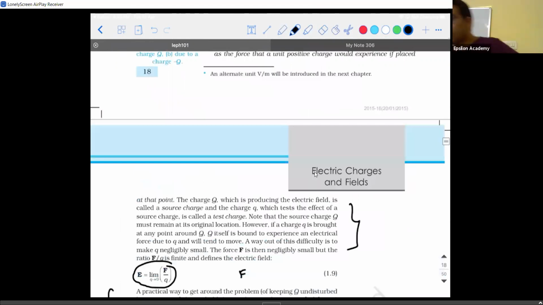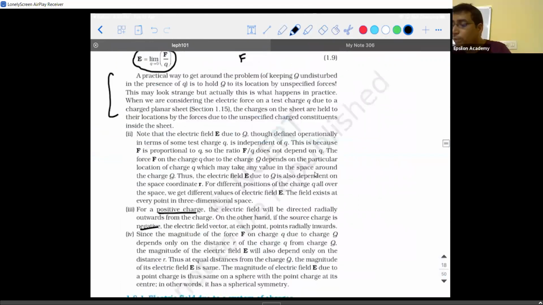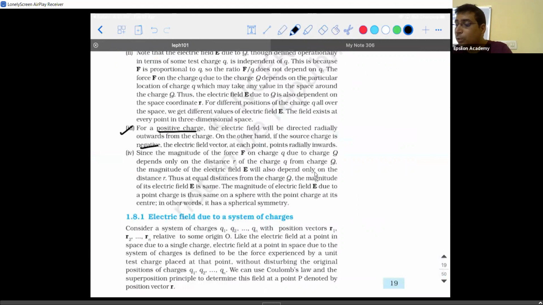So there is a point. For a positive charge, the electric field will be directed radially outwards from the charge. On the other hand, if the source charge is negative, the electric field vector at a point points radially inward. Okay.